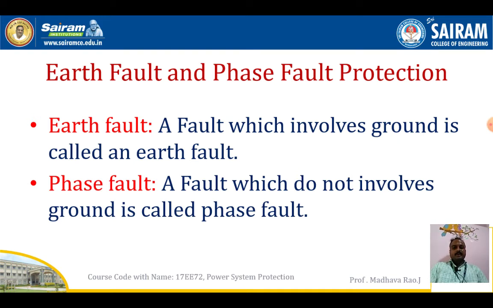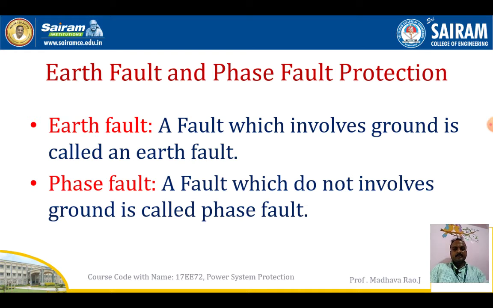So what is meant by earth fault and what is meant by phase fault? A fault which involves ground is called an earth fault. A fault which does not involve ground is called a phase fault. In the first module we discussed various types of faults: symmetrical faults, unsymmetrical faults, winding faults, open circuit faults. According to those faults, we can say which fault belongs to earth and which belongs to phase. How is it?